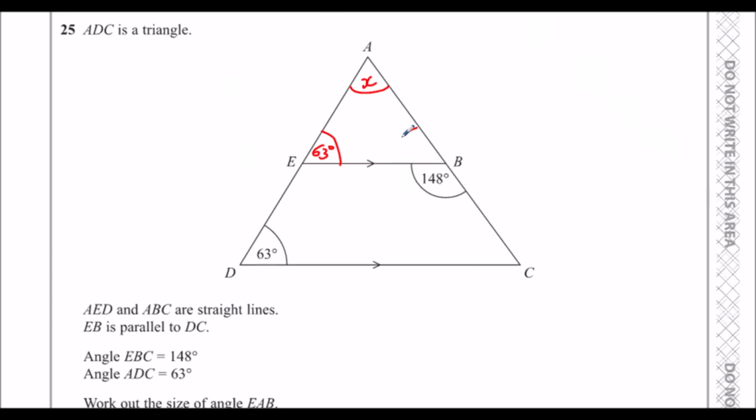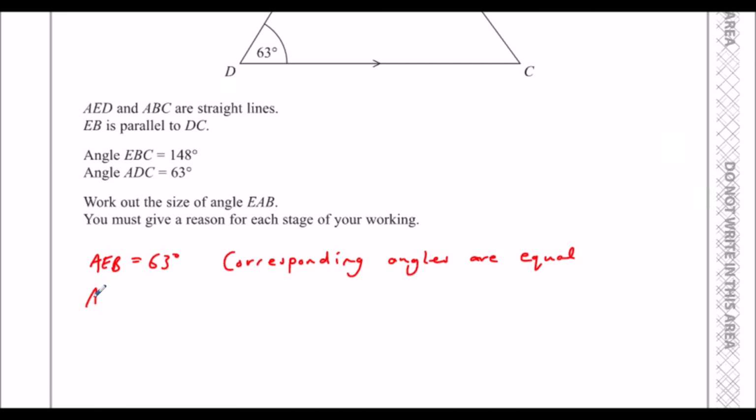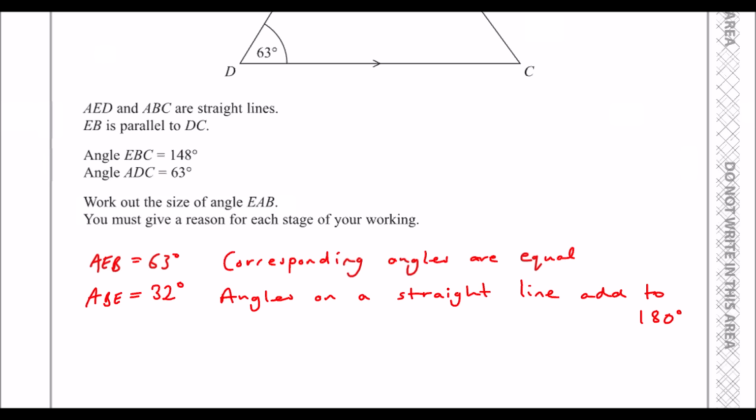We can also work out ABE because angles in a straight line add up to 180 degrees. So 180 take away 148 is 32 degrees. So ABE is 32 degrees because angles on a straight line add to 180 degrees.